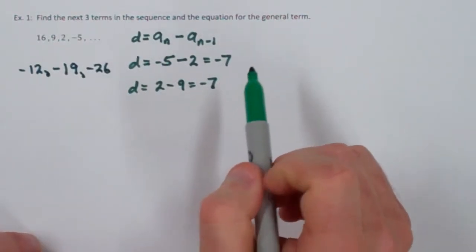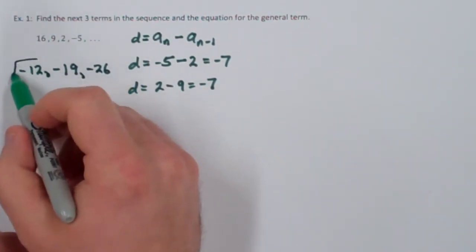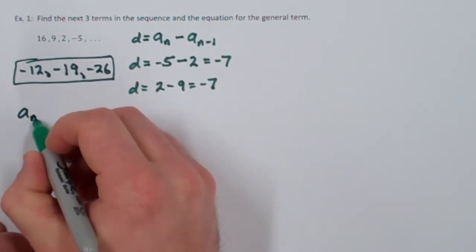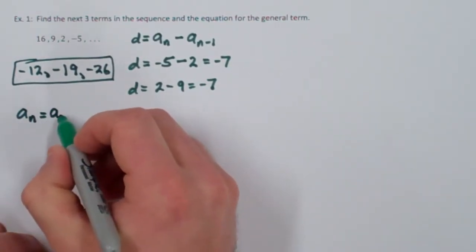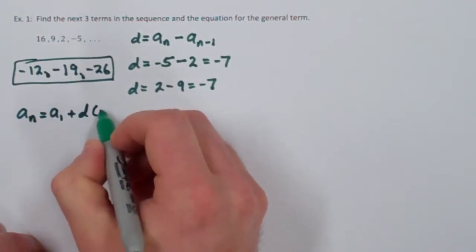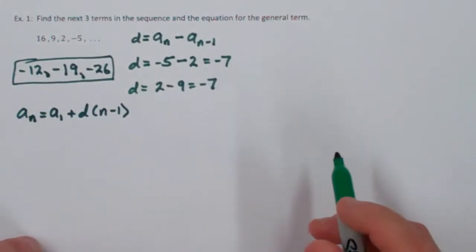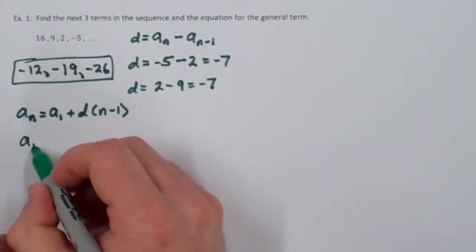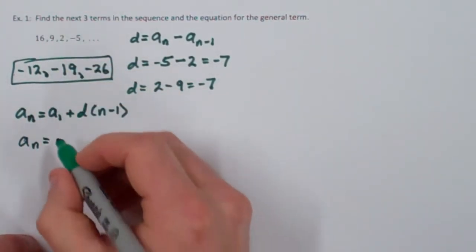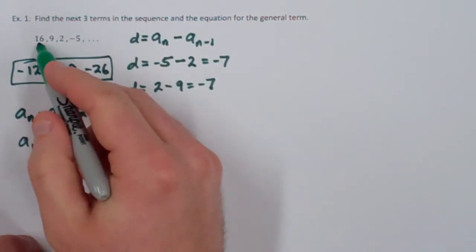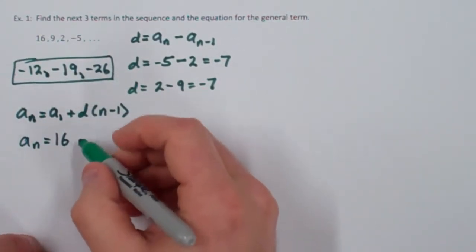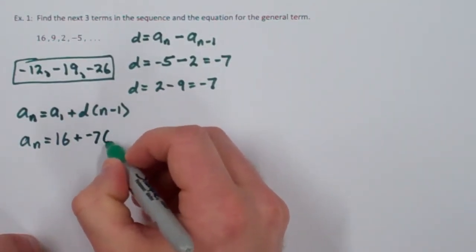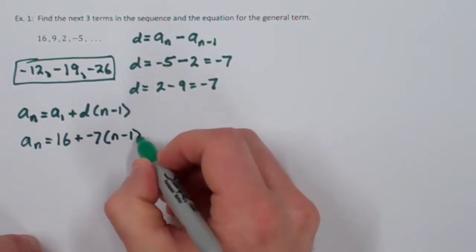And then we want to find the equation for the general term. So we'll just box that in as part of our solution. And then a sub n is going to be a sub 1 plus d times n minus 1. That's our nifty formula for the general term. And we've got a sub n then. The first term is 16. Always go back to that original value that we began the sequence with. And then we've got negative 7, and then in parentheses n minus 1.